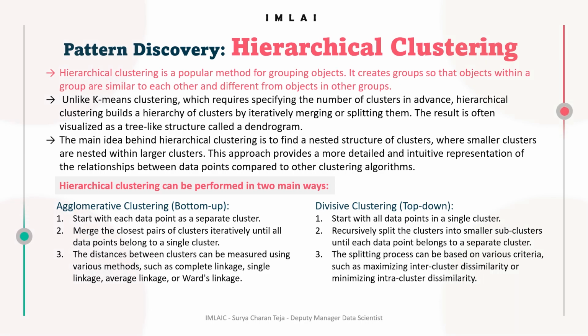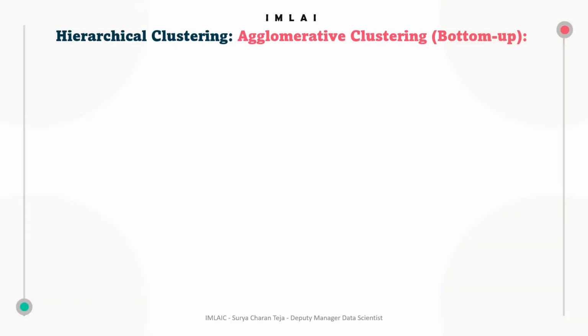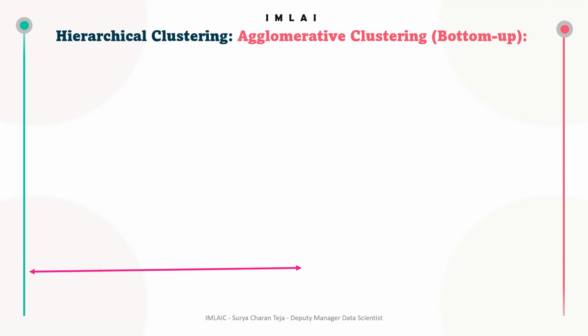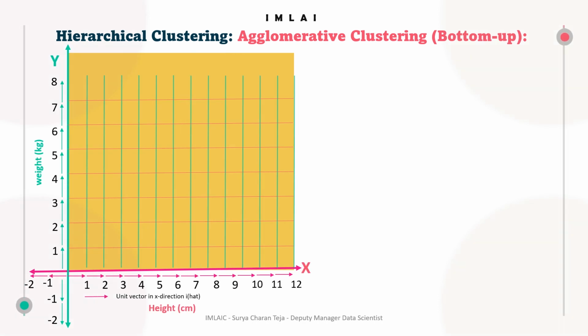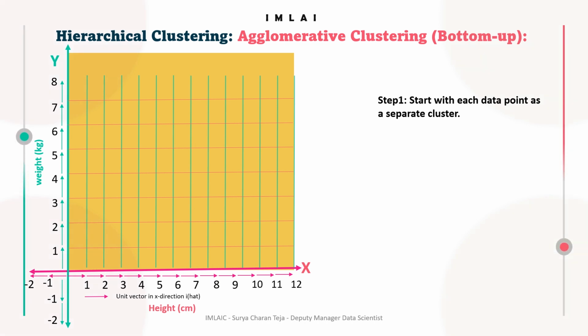Now it's time to deep dive into the agglomerative clustering, or bottom-up way to create hierarchical clustering. So let's begin with agglomerative clustering. As we have discussed earlier, step one is to start with each data point as a separate cluster. That's what we want to start. So in agglomerative clustering, we will start with each data point as a separate cluster. That's step one.